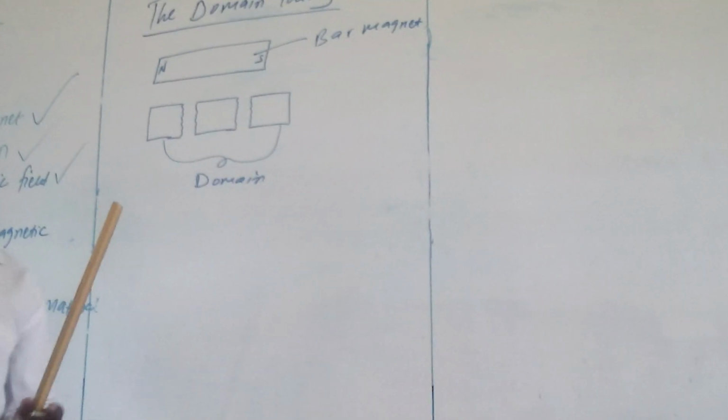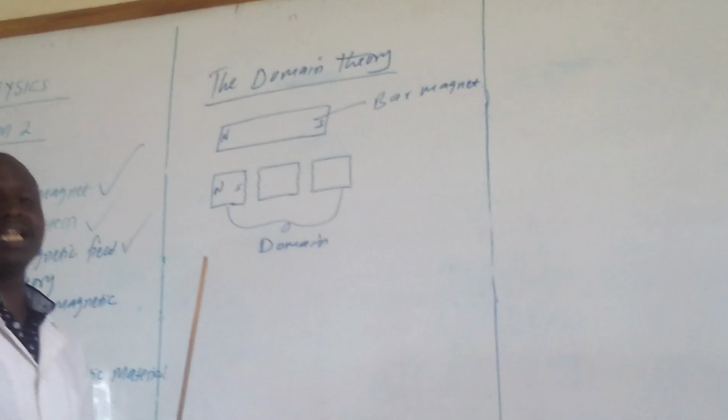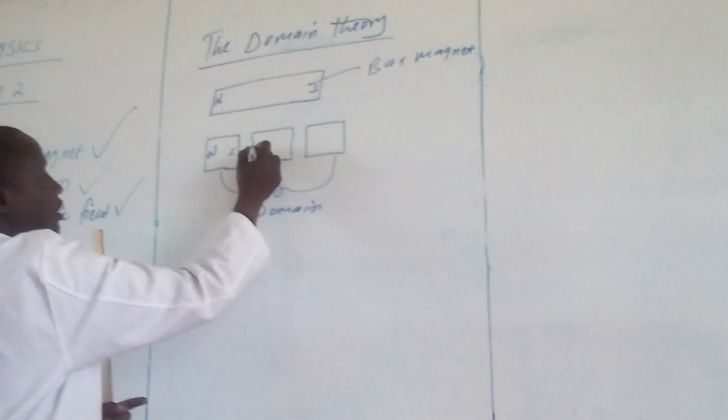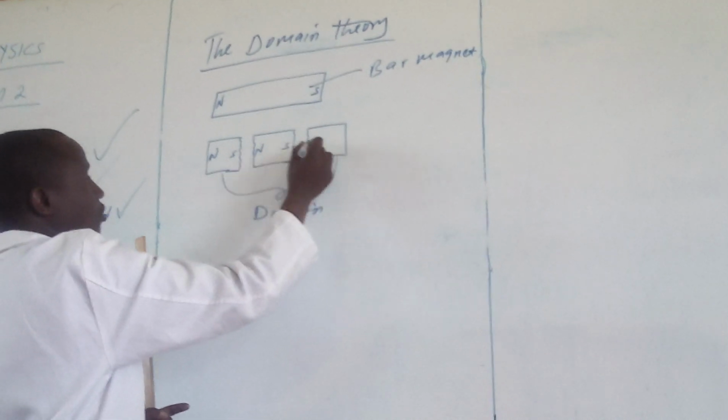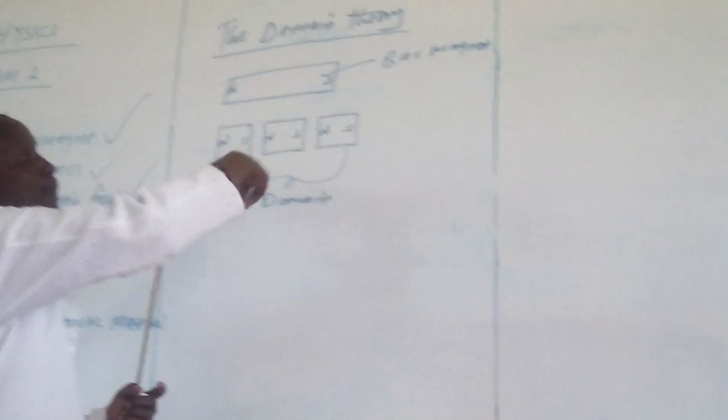And the domain will retain the magnetic axis. For example, this one is north, this one will be south. It will be retaining its magnetic axis. This one is north and this one is south. So this is what we call the domain.